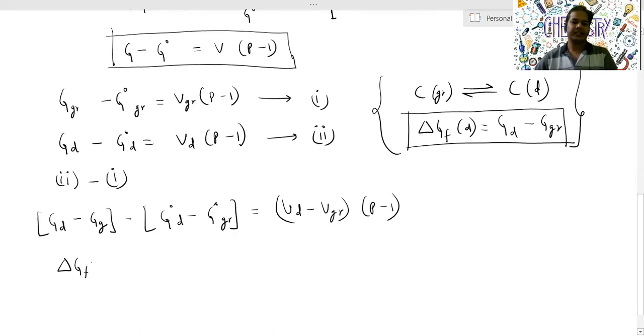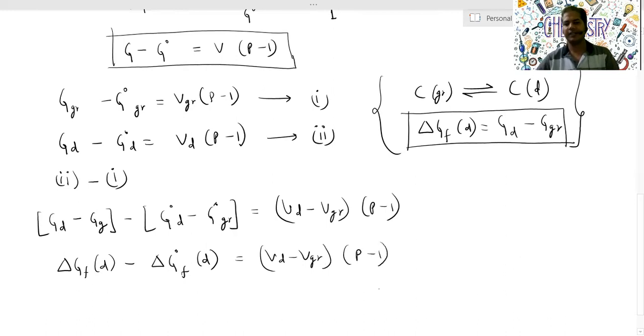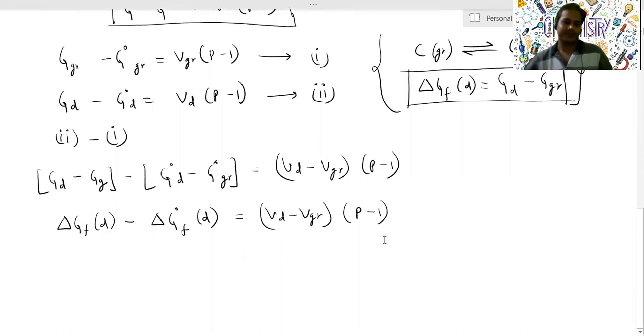So here we'll get delta G formation of diamond minus delta G naught formation of diamond is equal to volume of diamond minus volume of graphite into P minus 1. Now we know that at equilibrium delta G is 0. For graphite and diamond to be at equilibrium, suppose at pressure P there is an equilibrium. So at equilibrium, we'll get delta G formation of diamond will be equal to 0.